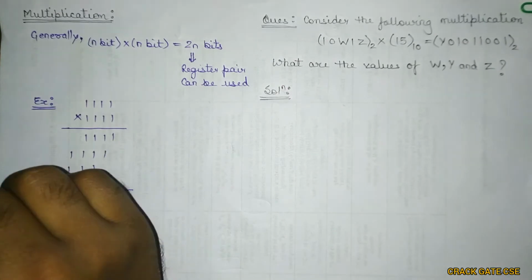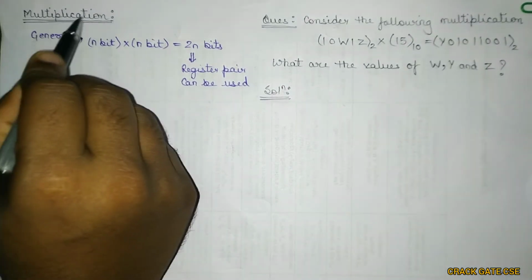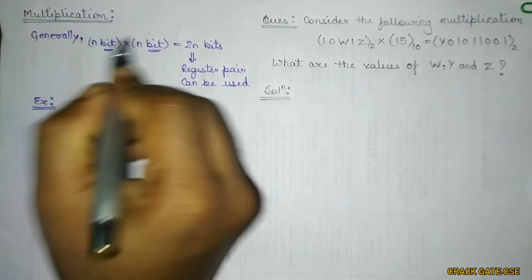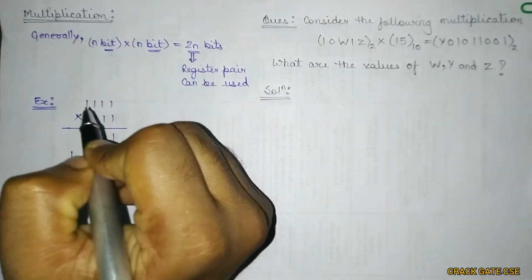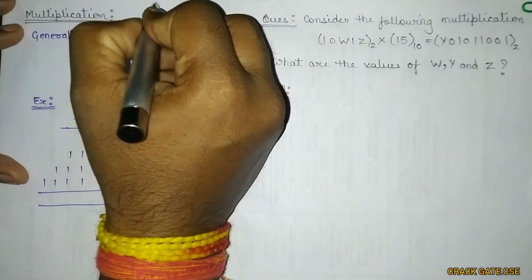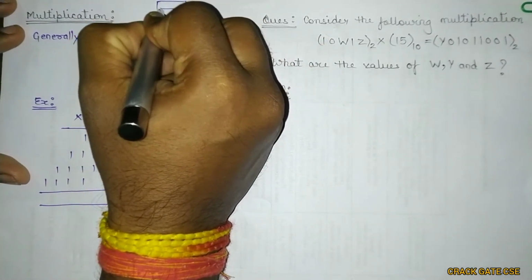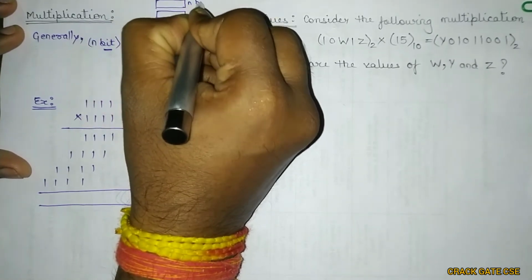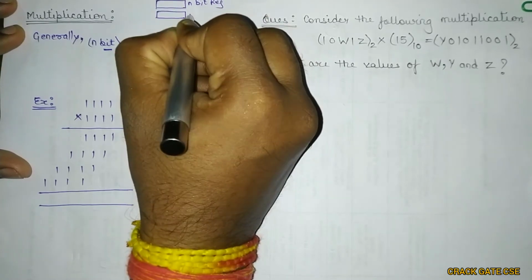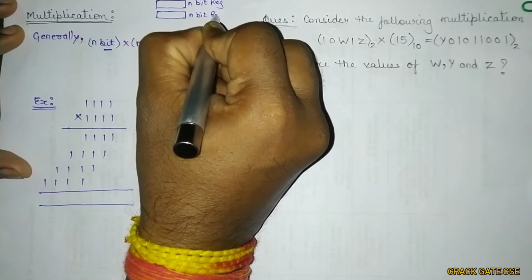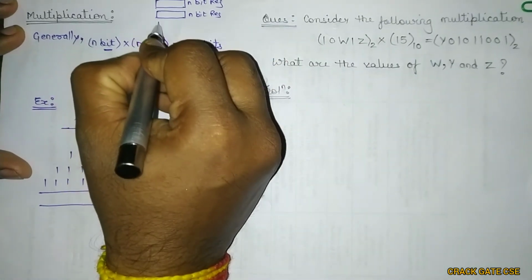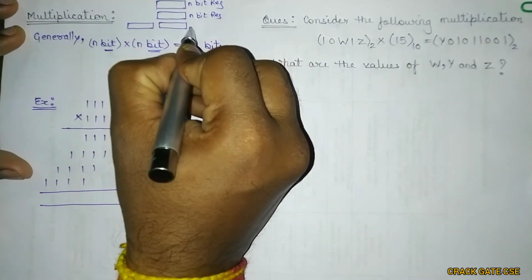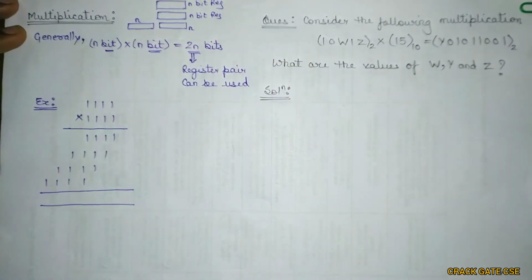So now let's start with the multiplication operation. Whenever we are multiplying, we generally multiply an n-bit value with another n-bit value, and the output will be given in 2n bits. Let me explain: if I have n bits and I'm multiplying this with another n-bit value, this will be an n-bit register and this will also be an n-bit register. So the output will be 2n bits, that means n and this n. So n bits will be stored here and the rest of the n bits will be stored here.